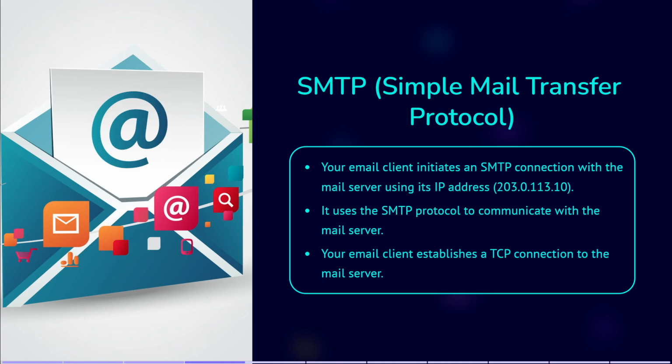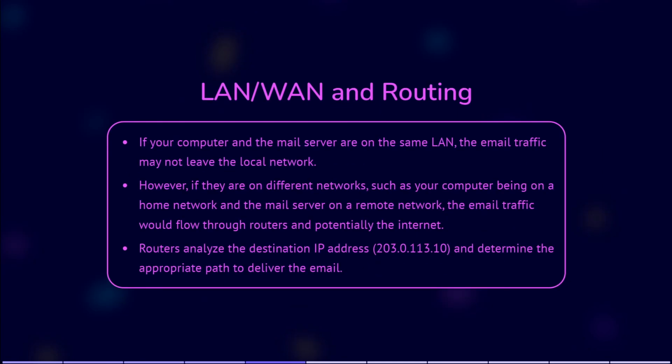LAN, WAN, and routing. If your computer and the mail server are on the same LAN, the email traffic may not leave the local network. However, if they are on different networks, such as your computer being on a home network and the mail server on a remote network, the email traffic would flow through routers and potentially the internet. Routers analyze the destination IP address, 203.0.113.10, and determine the appropriate path to deliver the email.